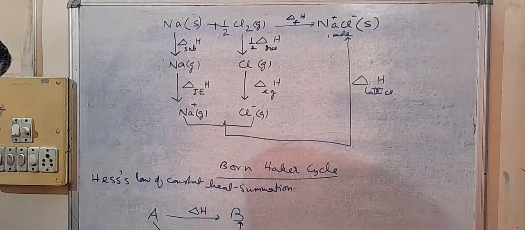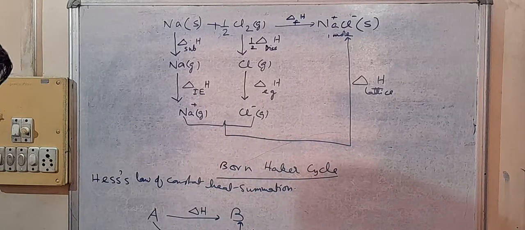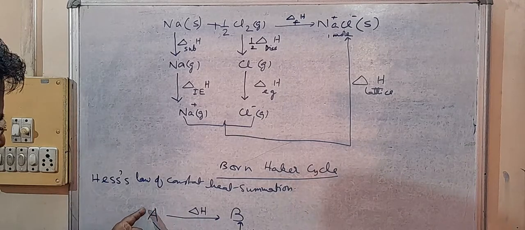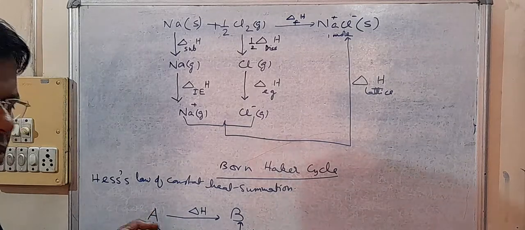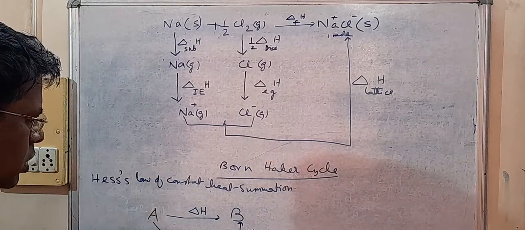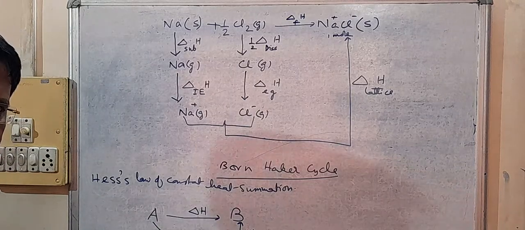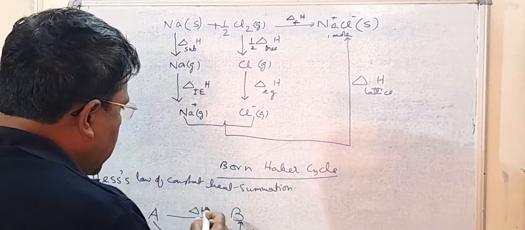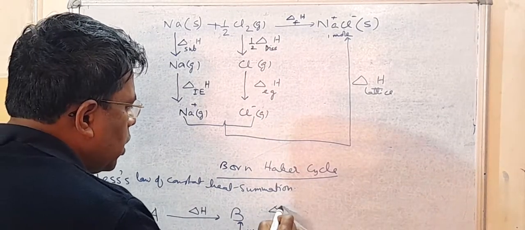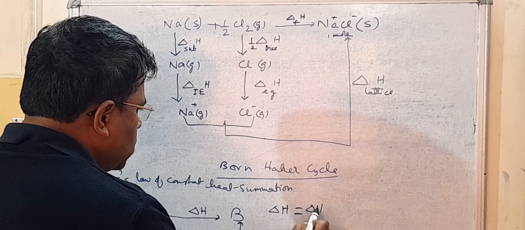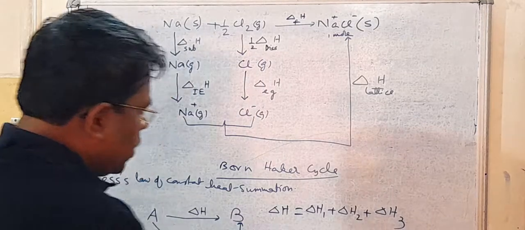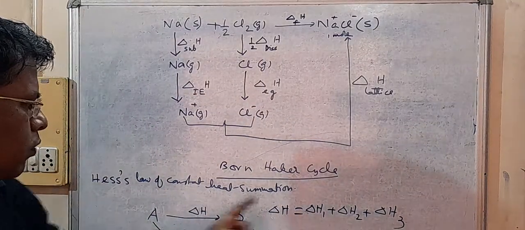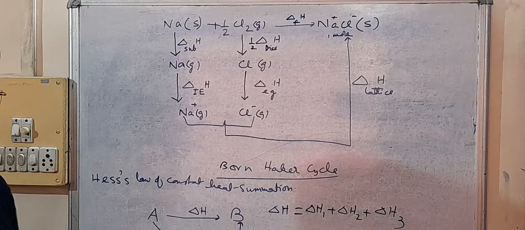Now, since we know enthalpy change is a state function, it does not depend on path. So the enthalpy change if we go from A to B, or the sum of the enthalpy changes if I go from A to C to D to B, will be the same. So we can write delta H equals delta H1 plus delta H2 plus delta H3, and this is what is known as Hess's law of constant heat summation.